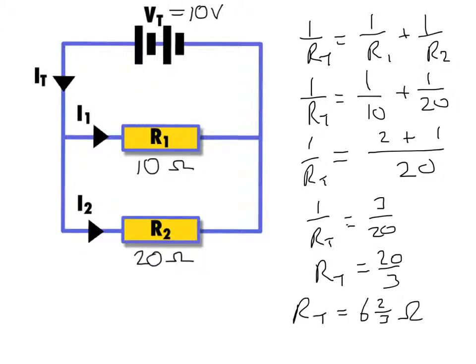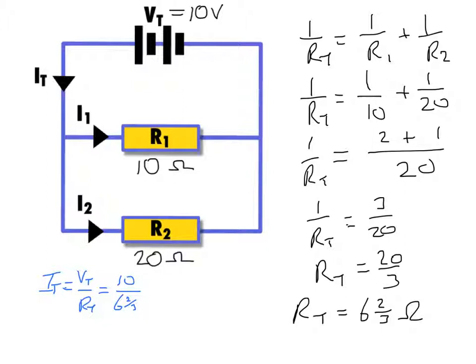At this stage, it should be possible for us to use this value and this total voltage and total resistance to work out total current. So IT is going to be VT over RT, which in our case is 10 volts divided by 6 2/3 of an ohm.